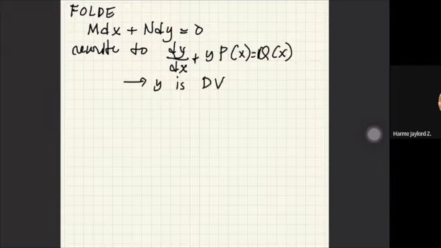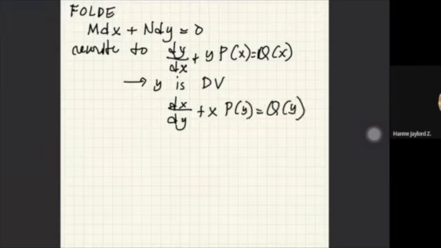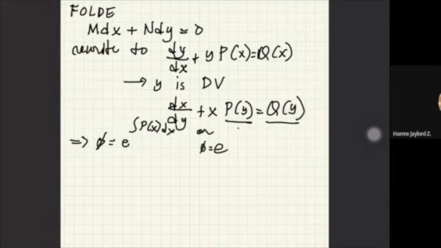Now, if your x is the dependent variable, this will be dx over dy plus x P of y equals Q of y. Okay? And you will have to identify your P of y and Q of y, because your next step after rewriting your differential equation is to solve for the integrating factor, which is equal to the integral of P of y dy if your x is the dependent variable.